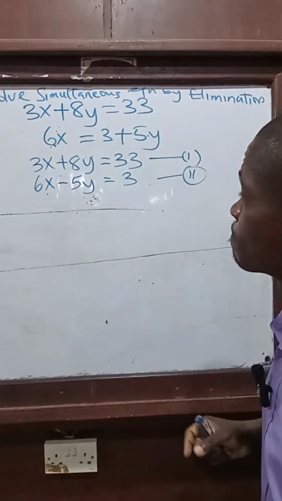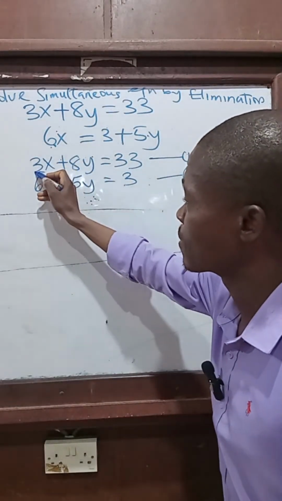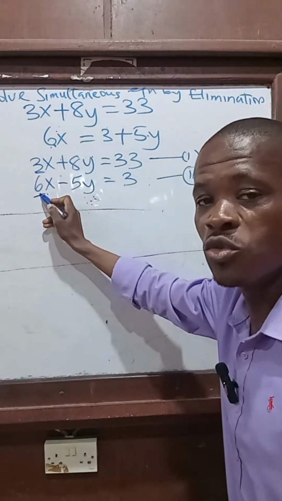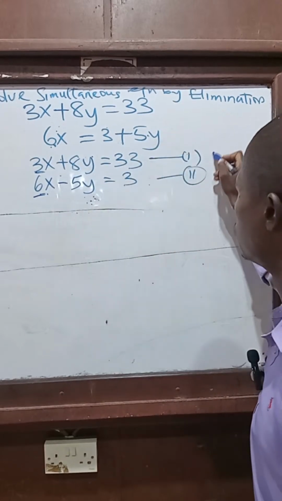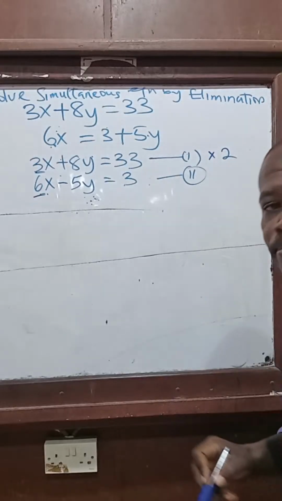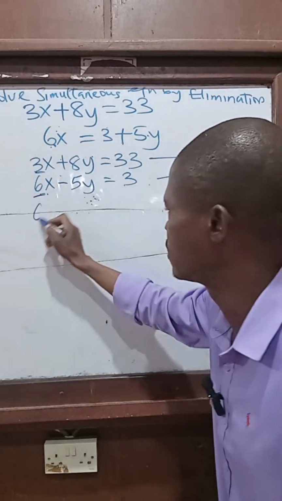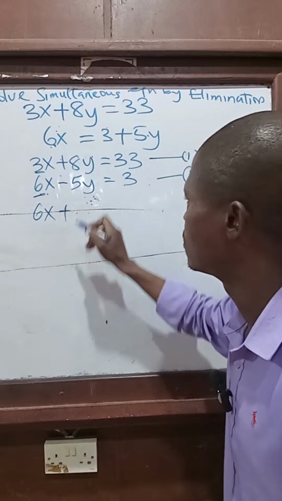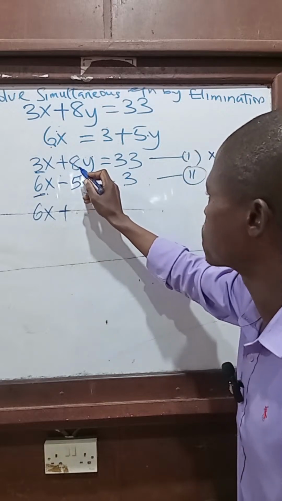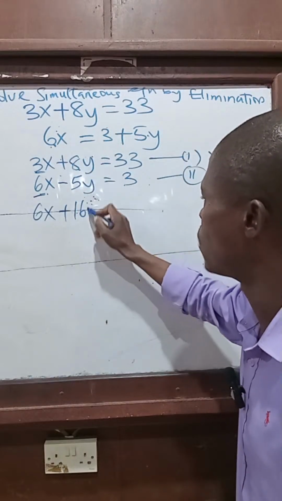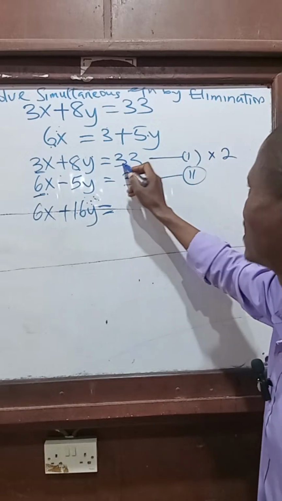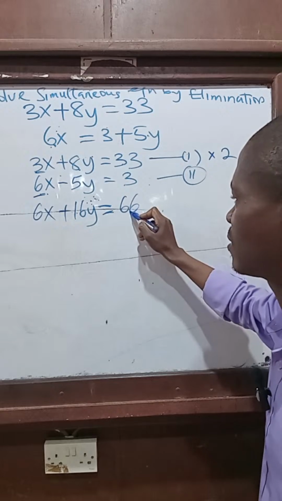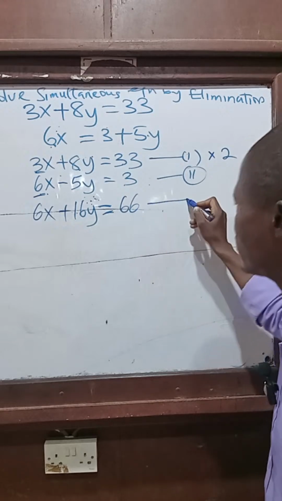And how do we do that? This is 3x. Let's make it the same as the second equation, 6x. So I'm going to multiply equation 1 by 2. Equation 1 times 2 will be 6x plus 8 times 2, that's 16y, equal to 33 times 2, that's 66. Call it equation 3.